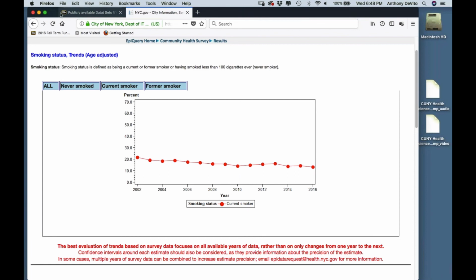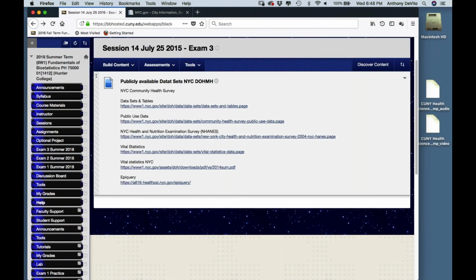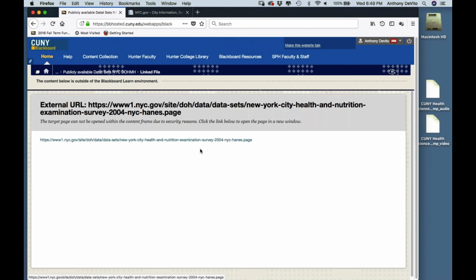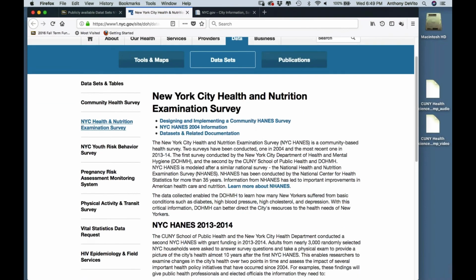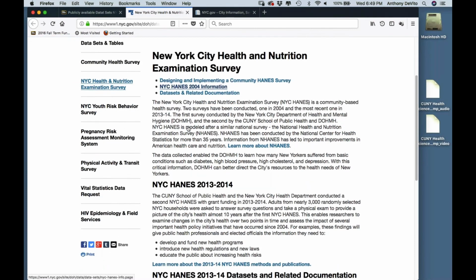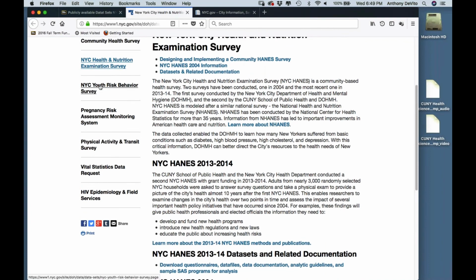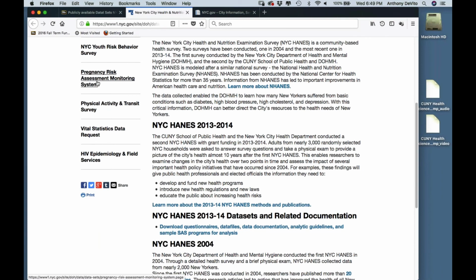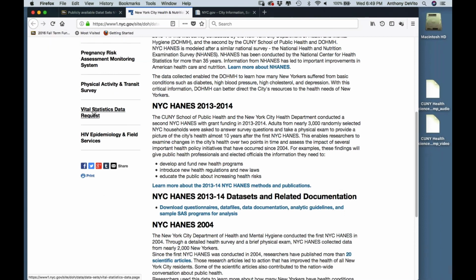And there's a lot of variables there you can play with. Now let me see if I can find it. I'm going to go back to Blackboard. Public use data: the New York Health and Nutrition Examination Survey. The N stands for New York in this case, but the National Health and Nutrition Examination Survey is also available. You have data here on nutrition and other information. We have information on youth risky behavior, the pregnancy risk monitoring system, and vital statistics for mortality, for disease, and so on and so forth.